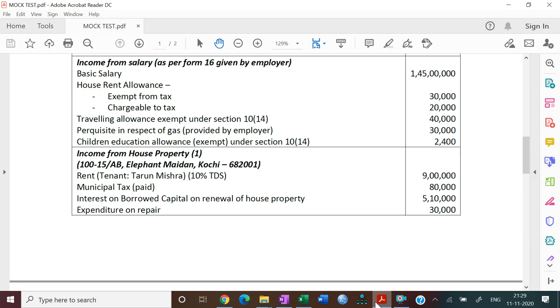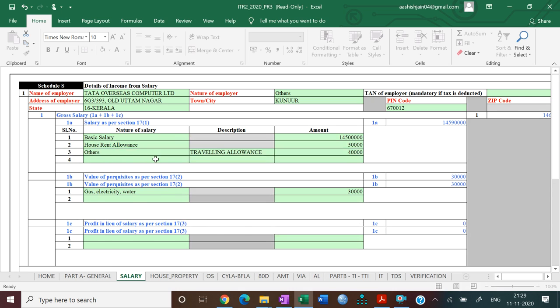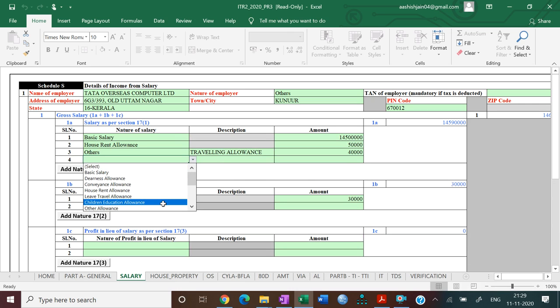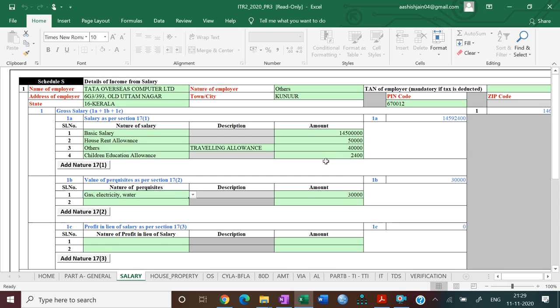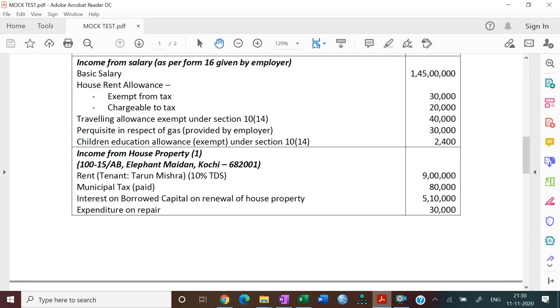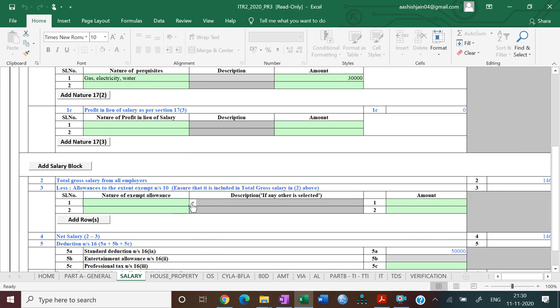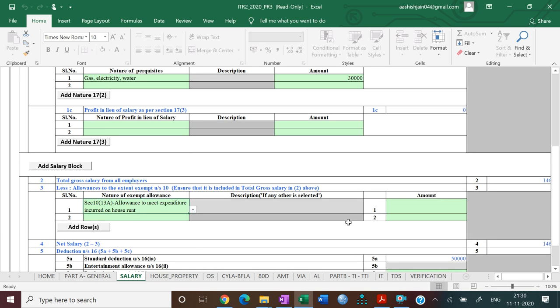Now next one is children education allowance. So add nature in 17.1 and then select children education allowance amounting rupees 2,400. Now next one is, we will put all the exempted amounts. First one is HRA amounting rupees 30,000, which is covered under section 13A, amounting rupees 30,000.